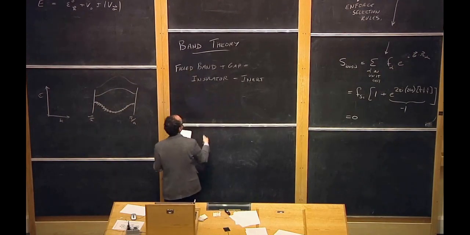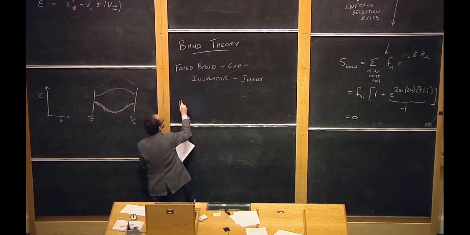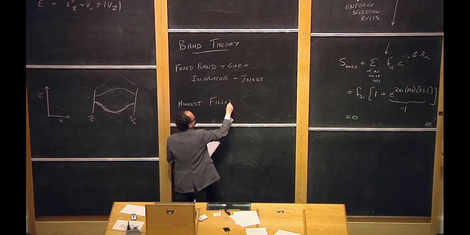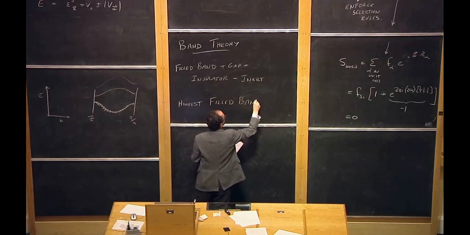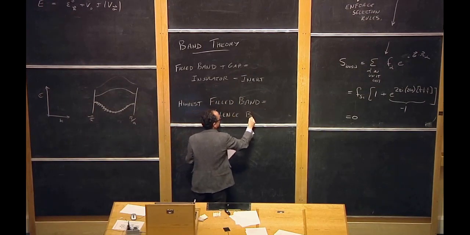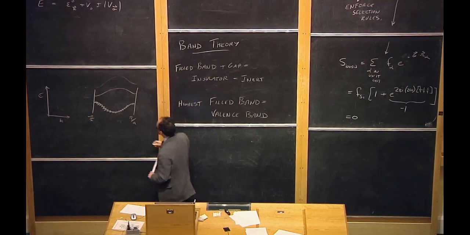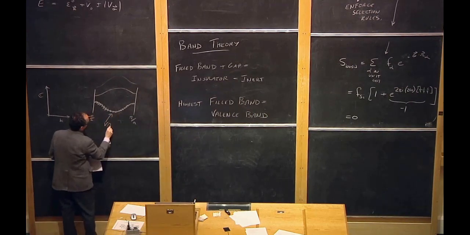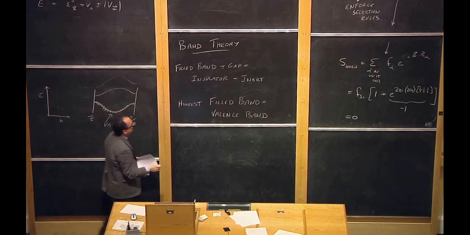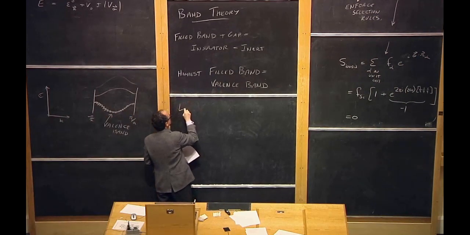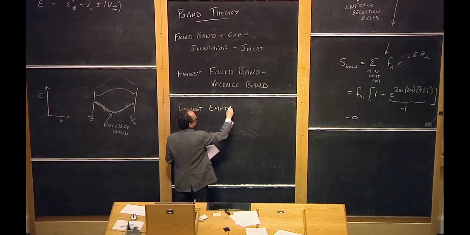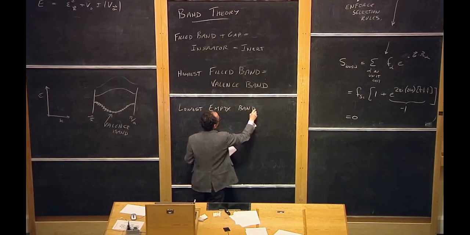A little bit of nomenclature which is useful is that the highest filled band is usually called the valence band. So here, this would be the valence band. And the lowest empty band is known as the conduction band.